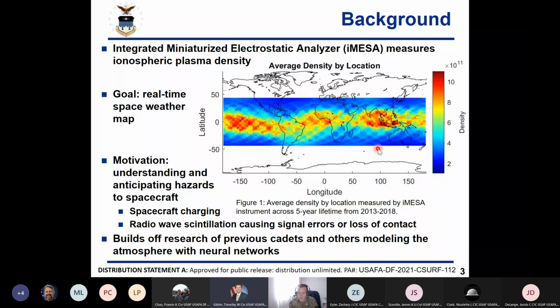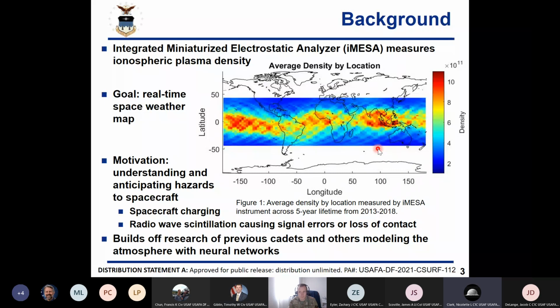Dr. Giblin, sir, do you have a question? Yeah. So thank you. Nikki, good job. Really good presentation. Well, what exactly is the time resolution of your data again? So you mean the IMESA data set, sir?